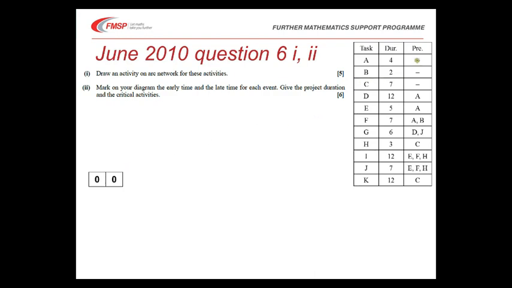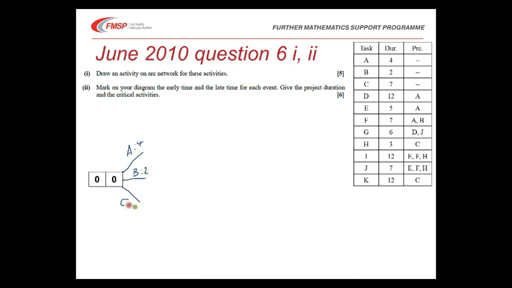So first thing to do is look at which activities don't have any precedences, and that's A, B and C. So we're going to start A, B and C from here, and we're going to find it easier later on if we've noted how long they take. They take 4, 2 and 7 months.